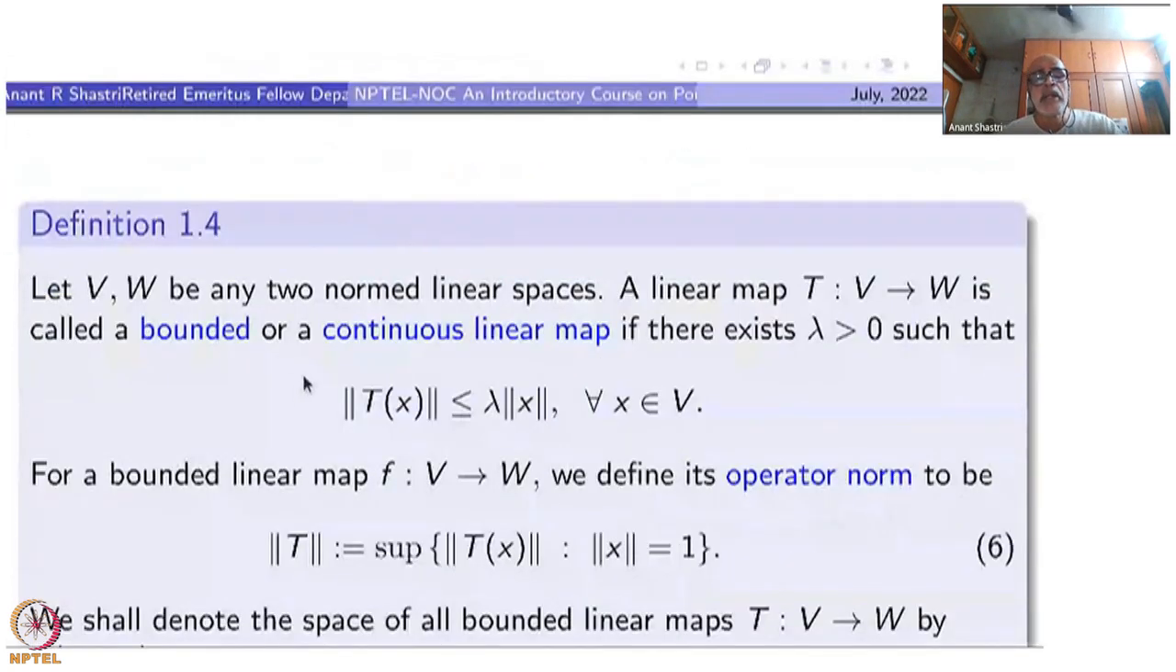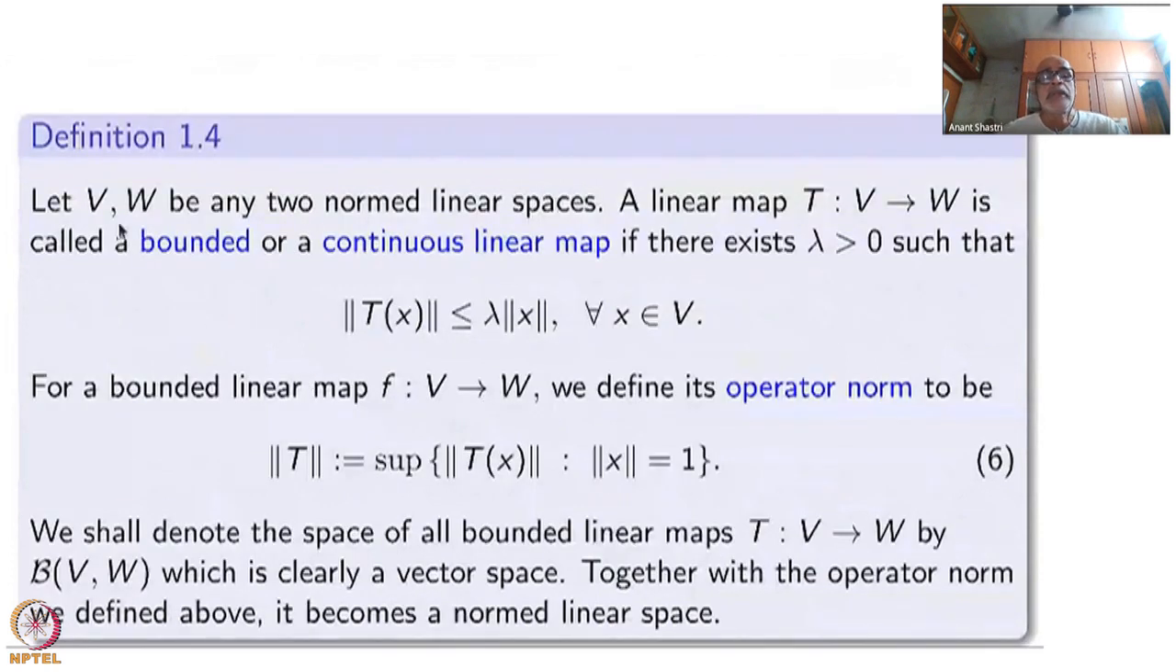Now we make a definition here. Take V and W to be any two normed linear spaces. Take a linear map T from V to W, and we will call it bounded, or a continuous linear map, if there exists lambda positive such that the norm of Tx is less than or equal to lambda times the norm of x for every x belonging to V. Okay, so such a thing is called a bounded linear map.